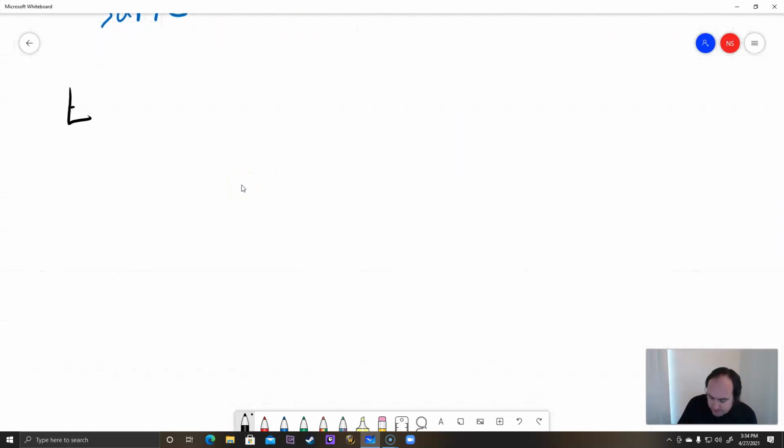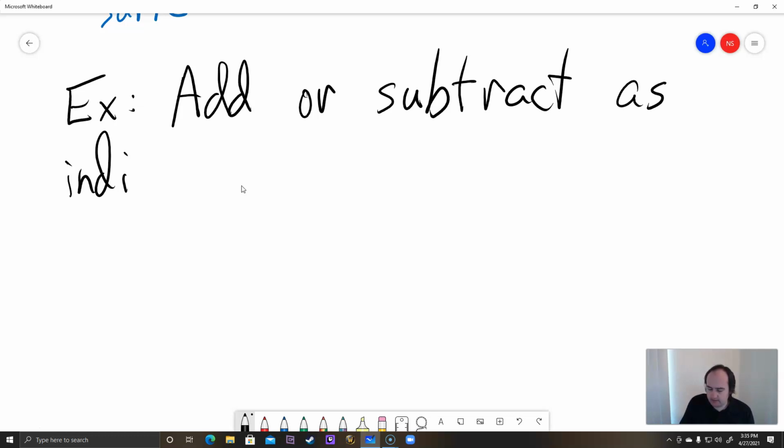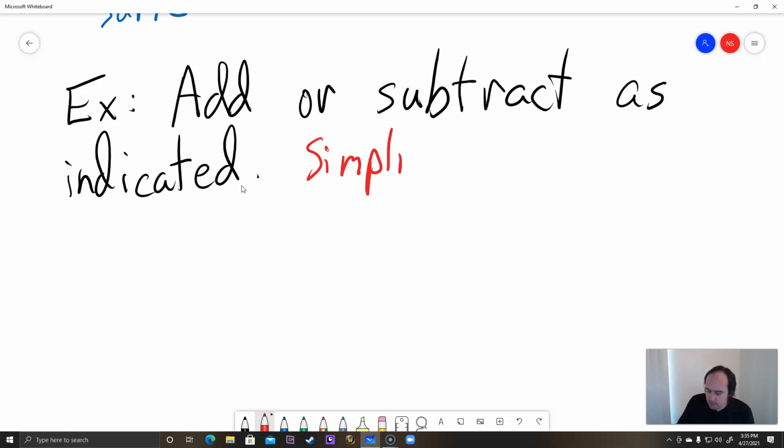Okay, so example. The instructions are add or subtract as indicated. Sometimes they will tell you to simplify. Other times, if they don't tell you to simplify, you should automatically know that you're supposed to simplify because it's math. So we need to simplify if possible. Whether they tell us or not, you always have to simplify.